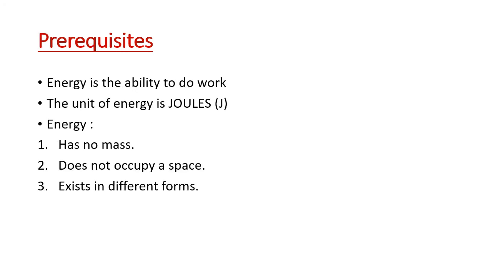First, what is energy? Energy is the ability to do work. After doing a big work, one feels tired since a lot of energy is used in this process. The unit of energy is joules. Its symbol is J capital. We should know that energy has no mass, does not occupy a space, and exists in different forms.